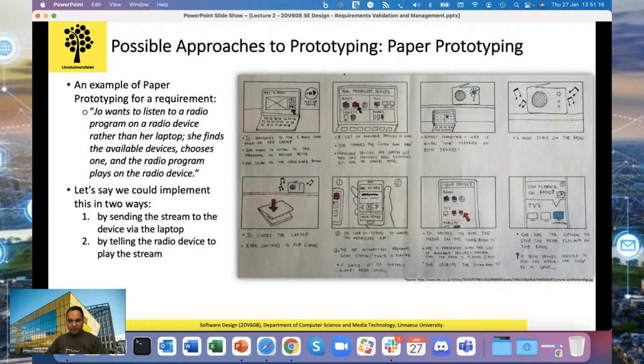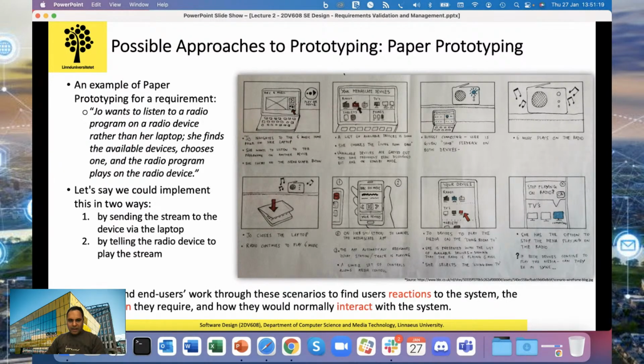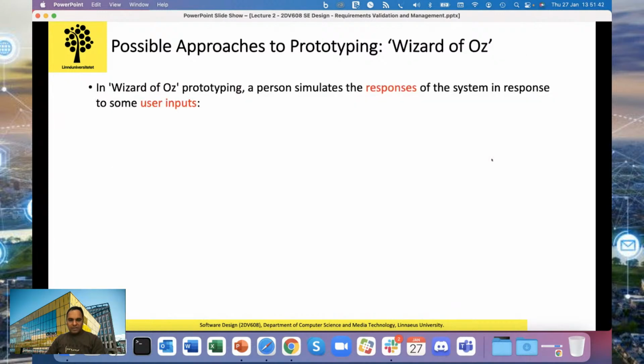So this is one example of paper prototyping. And then analysts, together with the user, go through each of those interfaces and discuss them in detail, and what is expected, what is not expected, what can be done differently, and so on. So in this way, the requirements can be revised if needed. So the second approach is the Wizard of Oz. So Wizard of Oz is basically a role-playing prototyping method. So it's also similar to paper prototyping.